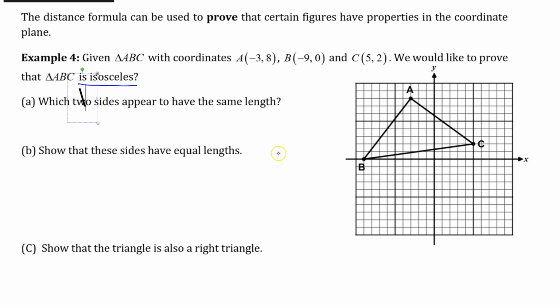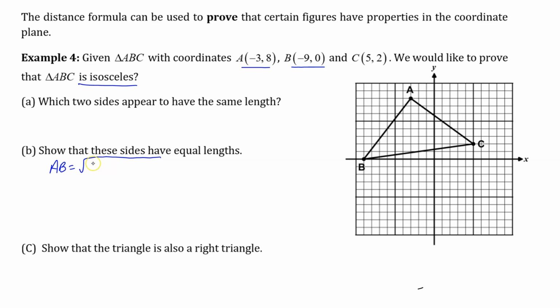So this first one here is AB. Let's find out what that is. So again, we're going to take the square root and we're going to do the difference between the x values and the difference between the y values. So here's A and here's B. The order that you do it doesn't matter as long as you do it the same for both of them.